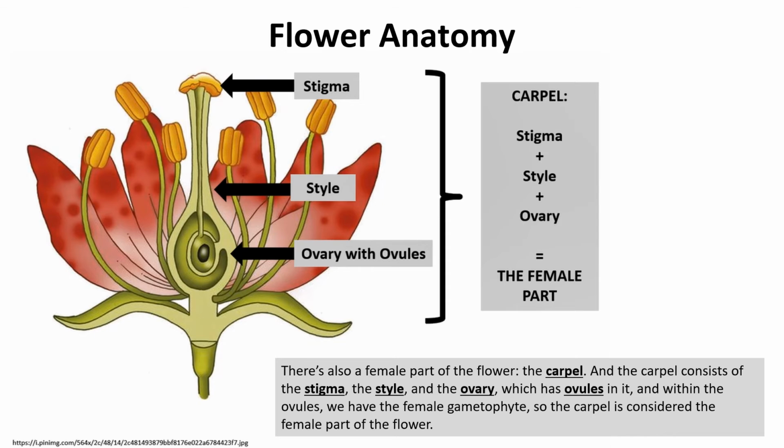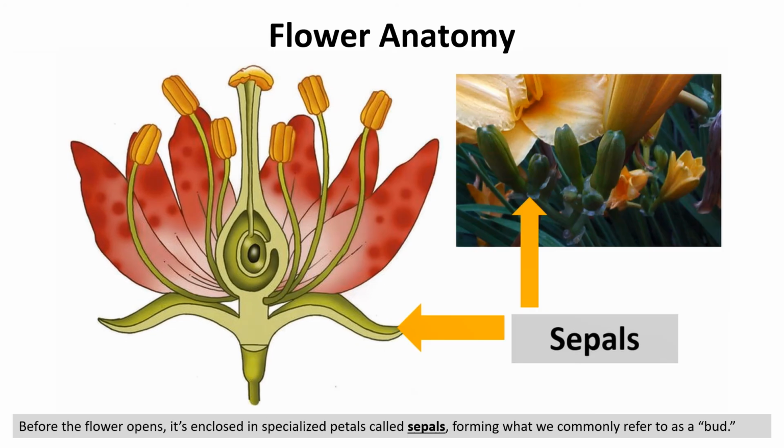There's also a female part of the flower, the carpel, and the carpel consists of the stigma, the style, and the ovary, which has ovules in it, and within the ovules, we have the female gametophyte, so the carpel is considered the female part of the flower. Before the flower opens, it's enclosed in specialized petals called sepals, forming what we commonly refer to as a bud.